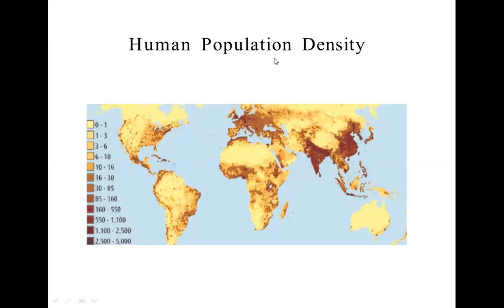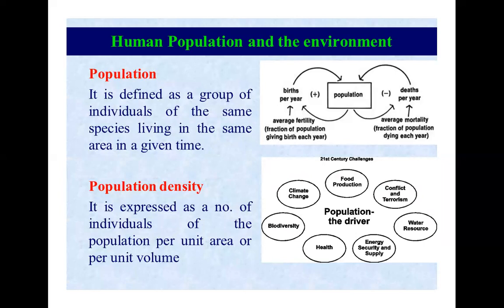Now, with the help of the following map, you can see the population density in a particular area. Here you can see the various shades like light yellow, dark yellow, brown, and the darkest brown, which represent the population density in a particular area, as shown in this map. Now, human population and the environment.